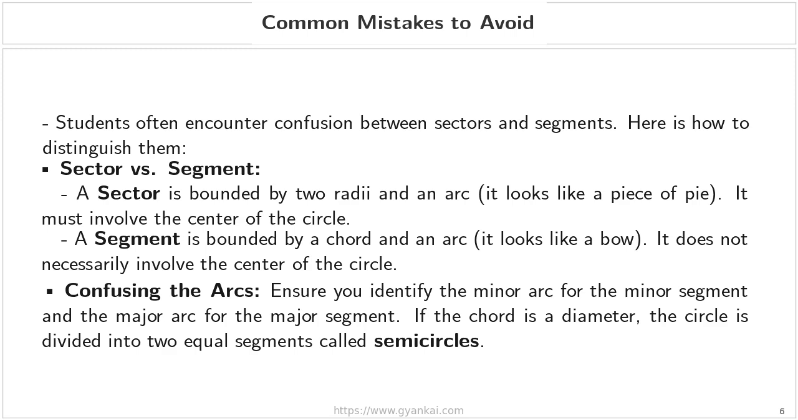One final special case to keep in mind: if that chord we've been talking about happens to pass directly through the center, meaning the chord is a diameter, the circle is divided into two perfectly equal segments. In this specific instance, we call these segments semicircles. Keep these distinctions in mind as we move to our final summary slide.